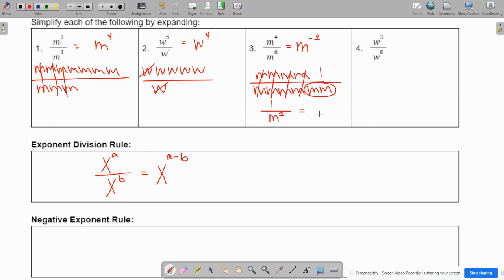This is equivalent to m to the negative second power, and this brings up our negative exponent rule. When we have a power with a negative exponent, and right now this is technically in the numerator, right? This is technically like it's over 1. If you want to rewrite this so it has a positive exponent, you need to move it from the numerator to the denominator. So this means that m to the negative second power is equal to 1 over m squared.